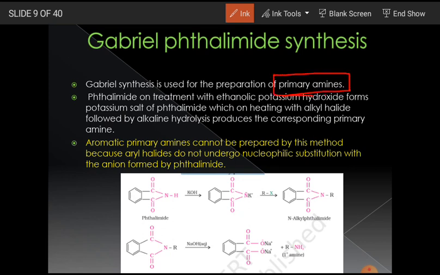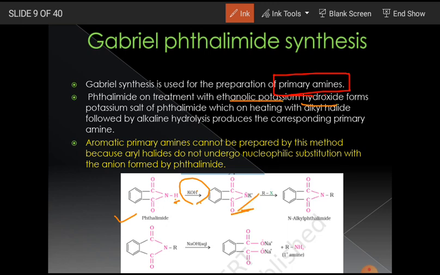This is an important point. It can be used only for the preparation of primary amines. Phthalimide on treatment with ethanolic potassium hydroxide. What is that? KOH. It is basically KOH. So this is our phthalimide molecule. Yesterday we studied how to prepare phthalimide, and we have to treat it with KOH. At that time what is happening? This H from here is going to leave as water and this K will get substituted over here. So this is what we are getting over here.